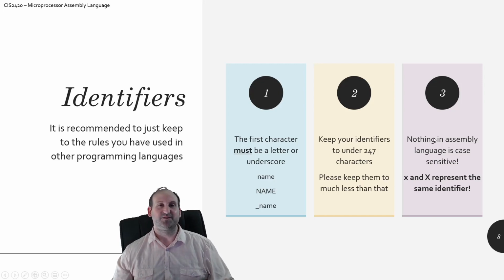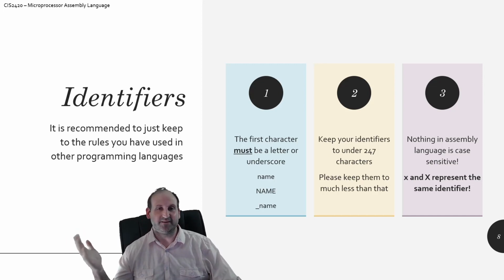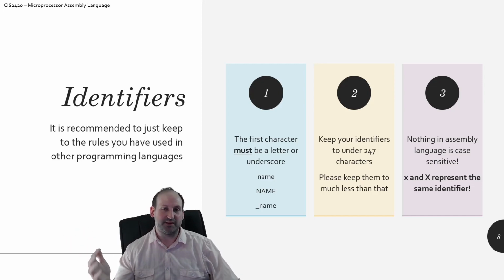And also, this is something that you have to get used to. It's different. There's no case sensitivity in assembly language. So you could write any kind of crazy font. Please don't. Stay consistent. But the lowercase x and uppercase x are the same variable inside of assembly language. They would be completely different variables inside of C++ and Java.